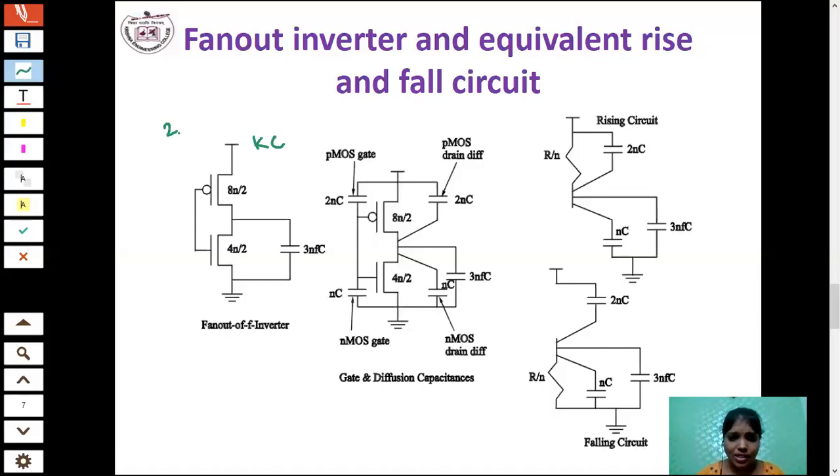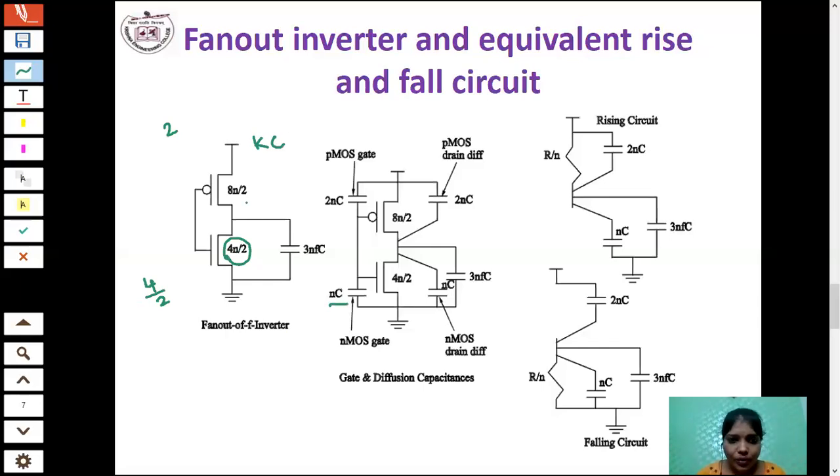Similarly, we have to find the resistance value for the PMOS and NMOS transistor. For example, here you consider the NMOS transistor, 4n by 2. You know what the unit sized transistor's aspect ratio is: that is 4 by 2. So here the value is 4 by 2, which means you are going to consider the value as 1. So for the capacitance value, the value of K is 1, and here you will get NC.